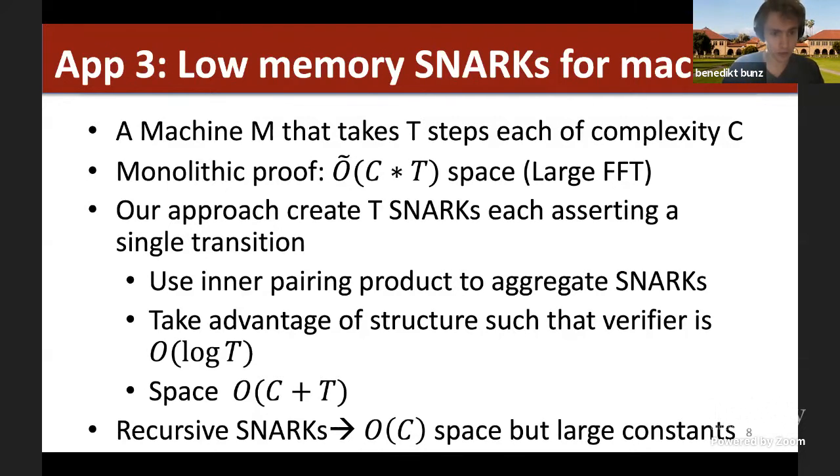And with recursive SNARKs, you can actually get something even better. You can get O of C space, but recursive SNARKs, as we've seen in the previous application, have the downside of often having very large constants. So it's an application where we get something not quite as good asymptotically as the best known solution, but something that is likely to be much more practical or has much better constants.